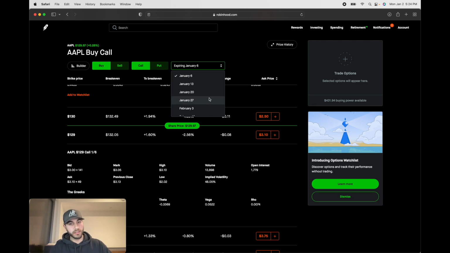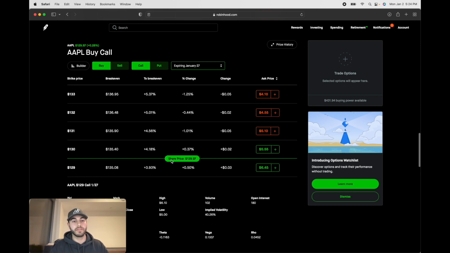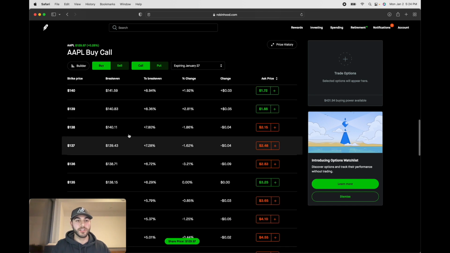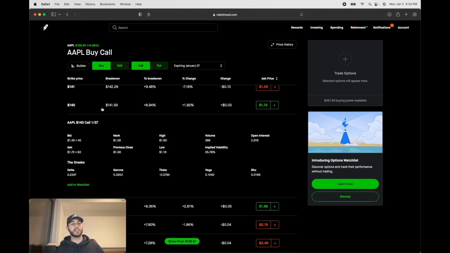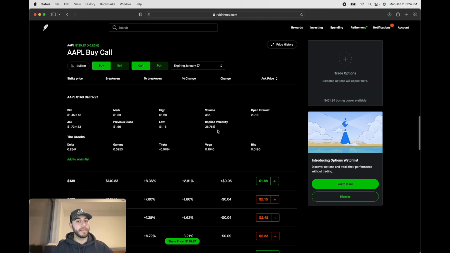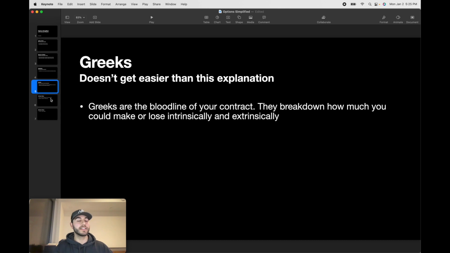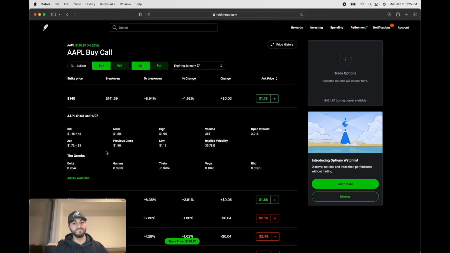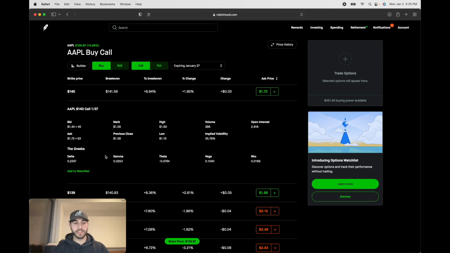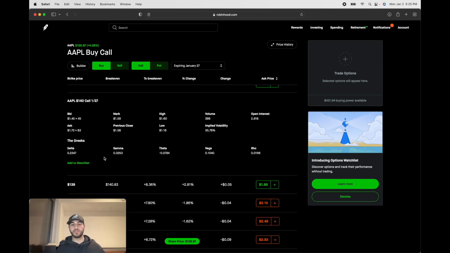So let's jump back into the January 27th 140 contract. So we are looking at Apple, and we expect Apple to go to 140 by the end of January. So January 27th, we look at these contracts. The next thing we have to look at is the Greeks. Do we like the Greeks on this expiration? So the Greeks are down here, and we're going to break this down so simply.